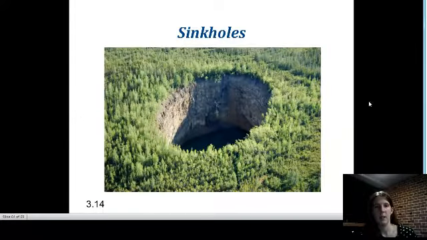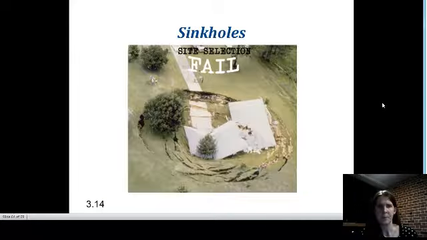Here's an image of a sinkhole. I wish I remembered where this one was. It might be in your textbook. This is a very large scale. They're typically not this big, although there are some out in Washington State that are giving them some issues right now. Here, someone built their house on a sinkhole.